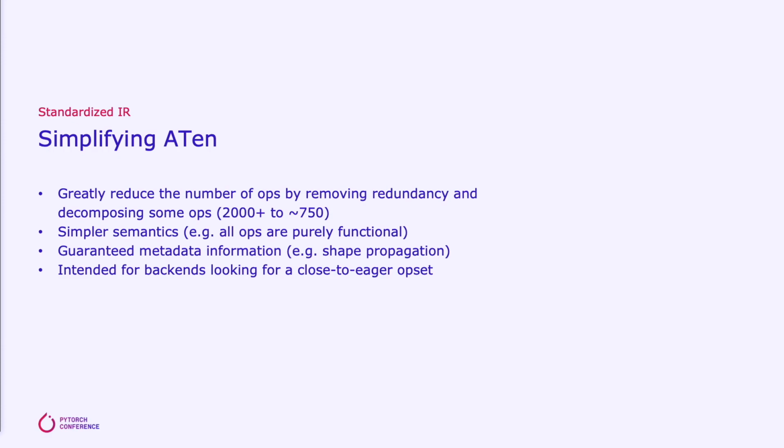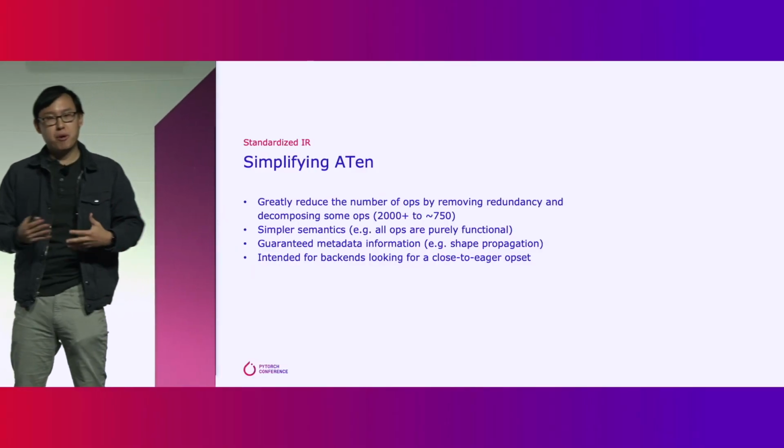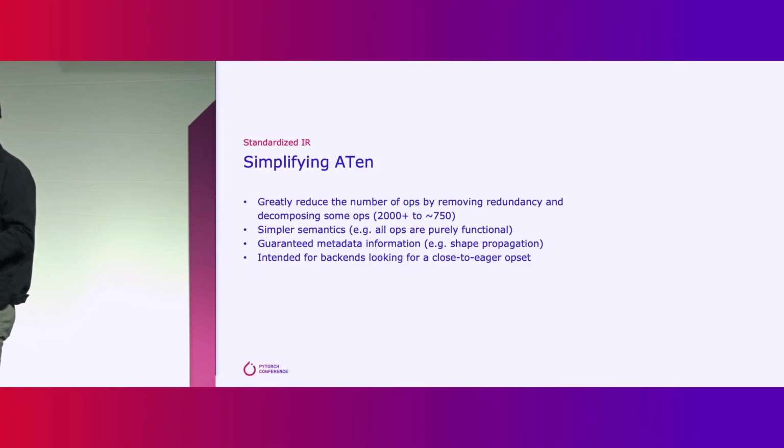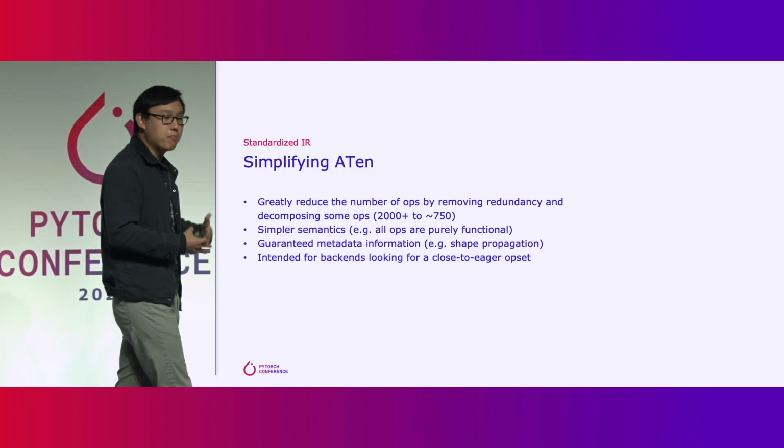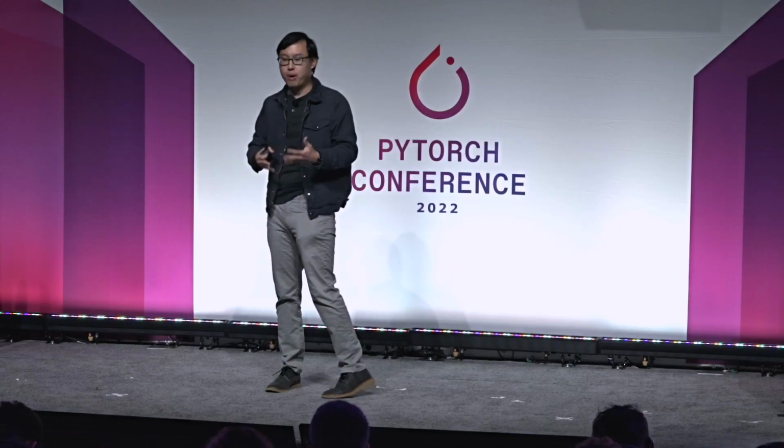One example is we want to greatly reduce the number of ops by eliminating variants, like add.out, add_ (add underscore), versus add. And we want to express some of the compound ops in terms of decomposed, smaller constituent ops. So we can produce a subset of ops that's a lot easier for a backend to handle, and you go from 2,000-plus to around 750. This subset also has fundamentally simpler semantics.